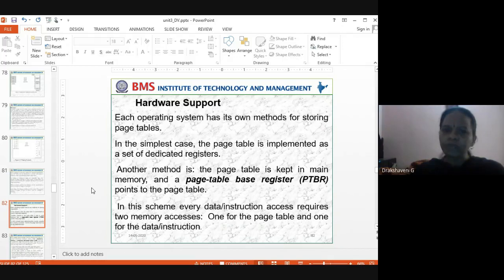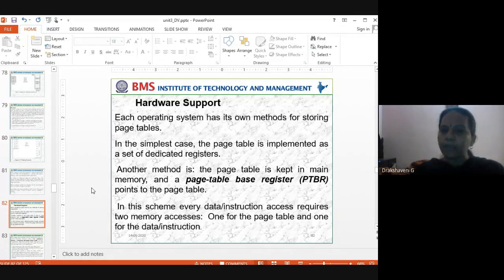How do we support this with hardware? Each operating system has its own method for storing the page table. In the simplest case, the page table is implemented as a set of dedicated registers. Another method is that the page table is kept in main memory and a page table base register points to the page table. That is what is called a PTBR. What is this PTBR?